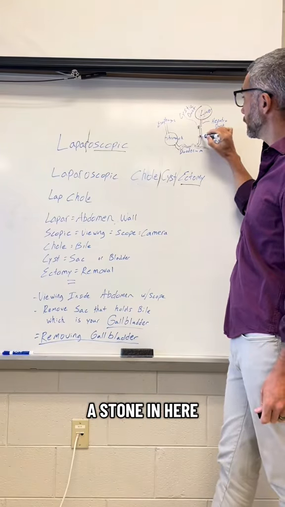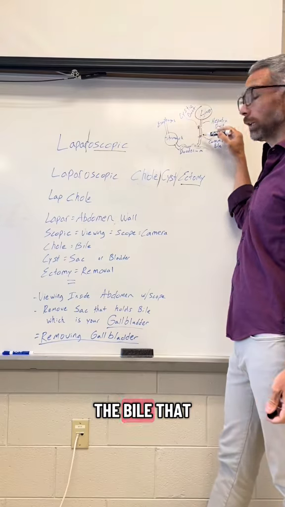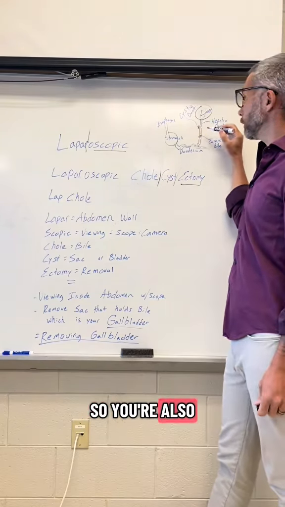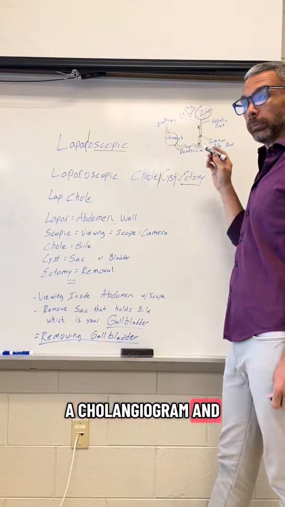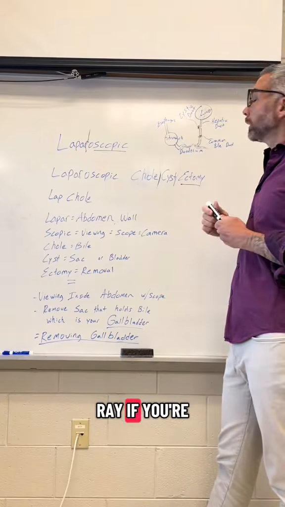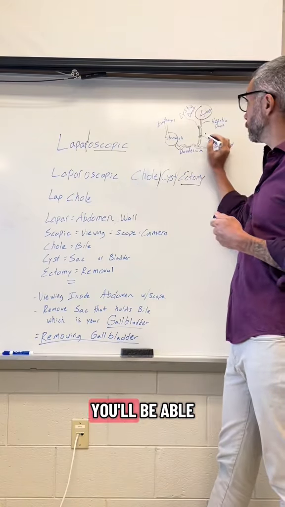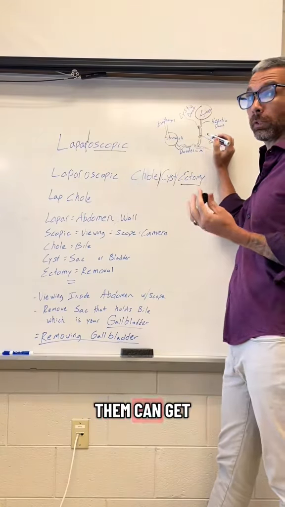If you have a stone in here, it can obstruct the bile that comes down, can clog up that system, and cause you a lot of problems. So you're also checking for stones when you do a cholangiogram and shoot that dye and take the X-ray. If you're a surgical tech, you take a gallbladder out, feel it, see if there are any stones in there. You'll be able to feel them. They feel like little marbles. Some of them can get pretty big.